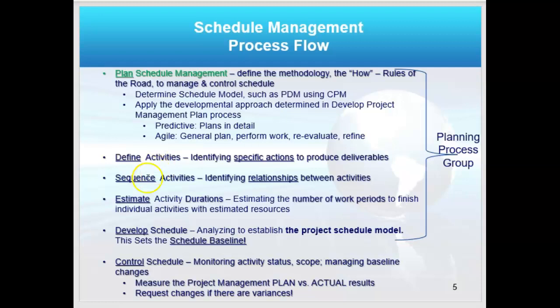So we're going to define the activities, and then we're going to put them in the right order based on relationships. That's called sequence activities. Then we've got to figure out how much time each one will take. That's called estimate durations. What are the work periods? Then we're going to develop the schedule, which is going to give us our schedule baseline. Yes, I got my second baseline of my 3. And then I'm going to, of course, control.